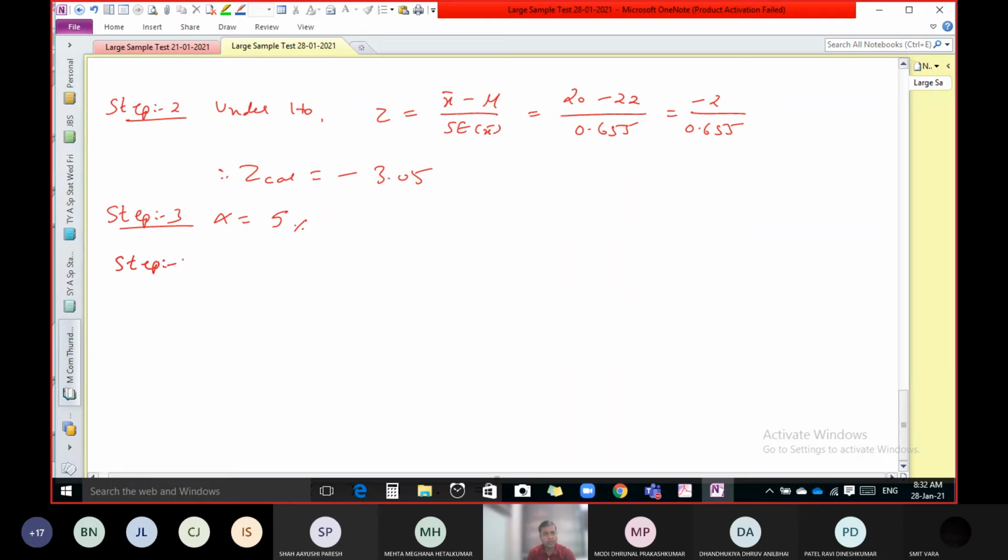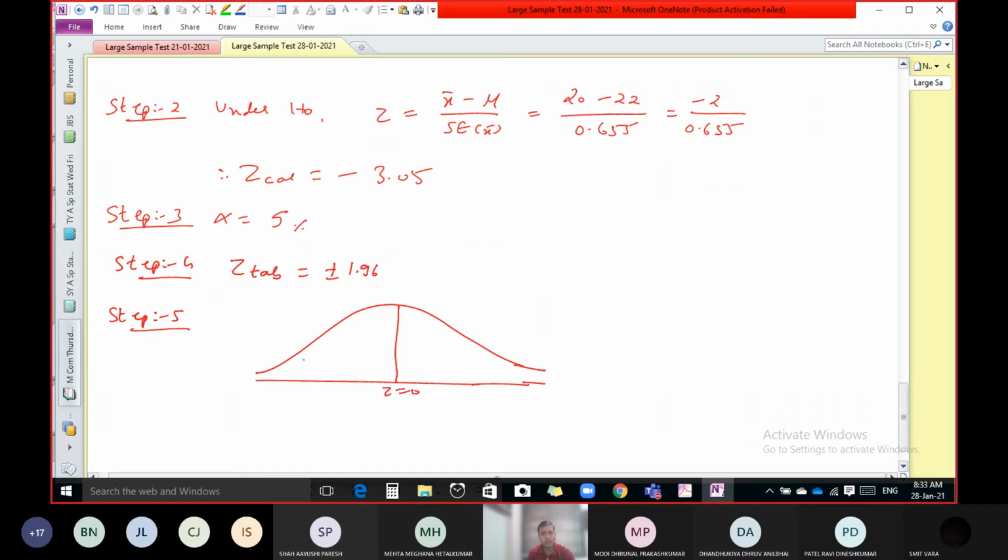Step 4. At alpha 5% and two-tailed test, we have a value 1.96. And step 5. Here z equal to 0. Here minus 1.96. Here plus 1.96. This is rejection area. This is also rejection area. And minus 3.05 should be here. So once again H0 is rejected. That is, H1 is accepted.